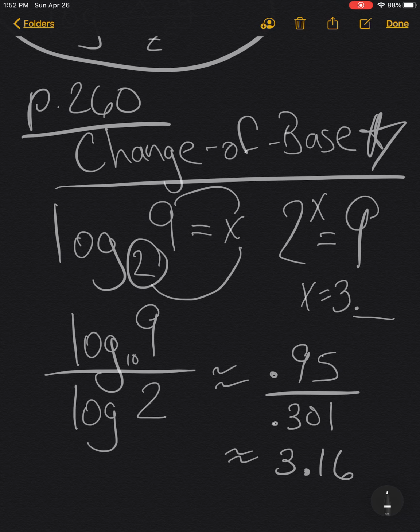So the change of base formula is taking, this is where I wish we were in the classroom, because I would go more in detail with you, but I don't want to lose you. So it's just taking log of this number and dividing it by log of this number using base 10, because the calculator can solve that for us.